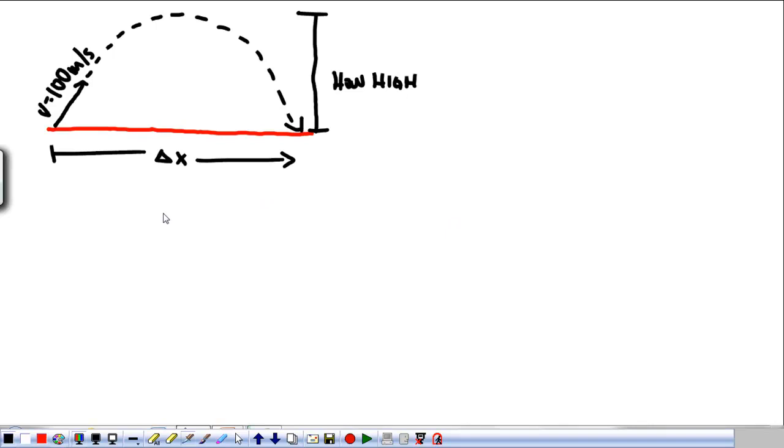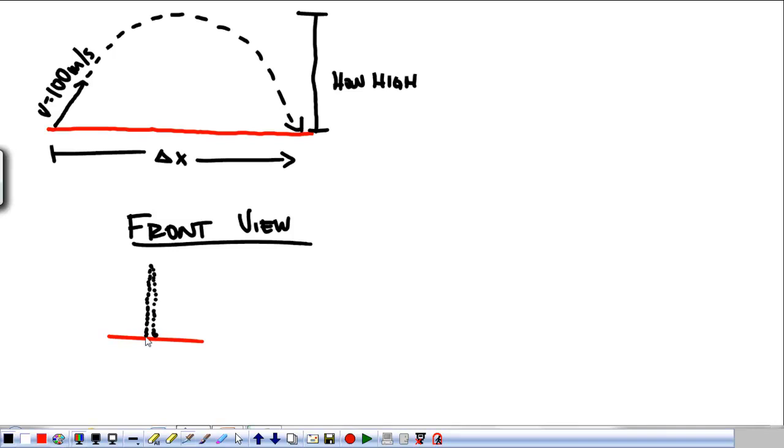If we look at a front view, okay, from a front view, let's say this is our ground, we see the thing go up into the air, slow down and stop and come back down. It's a little bit skewed to the side. We're going to call this our y direction. In this front view, the acceleration is equal to 10 meters per second squared down. Now, the ball has an initial velocity in this front view.